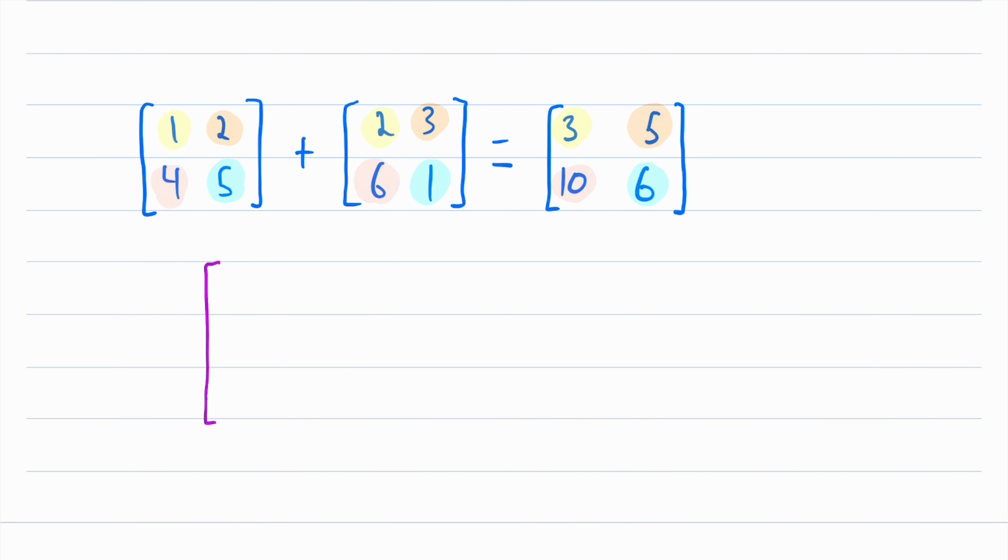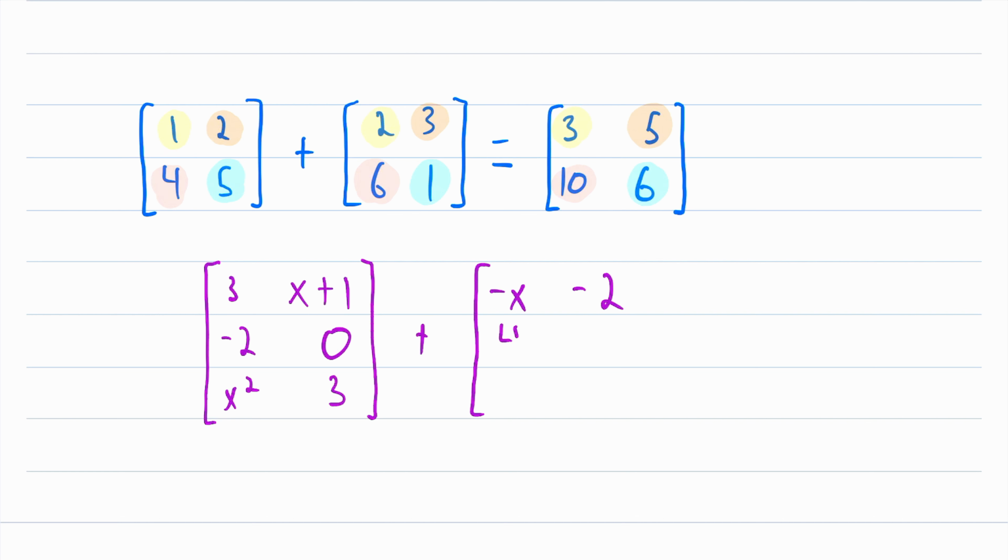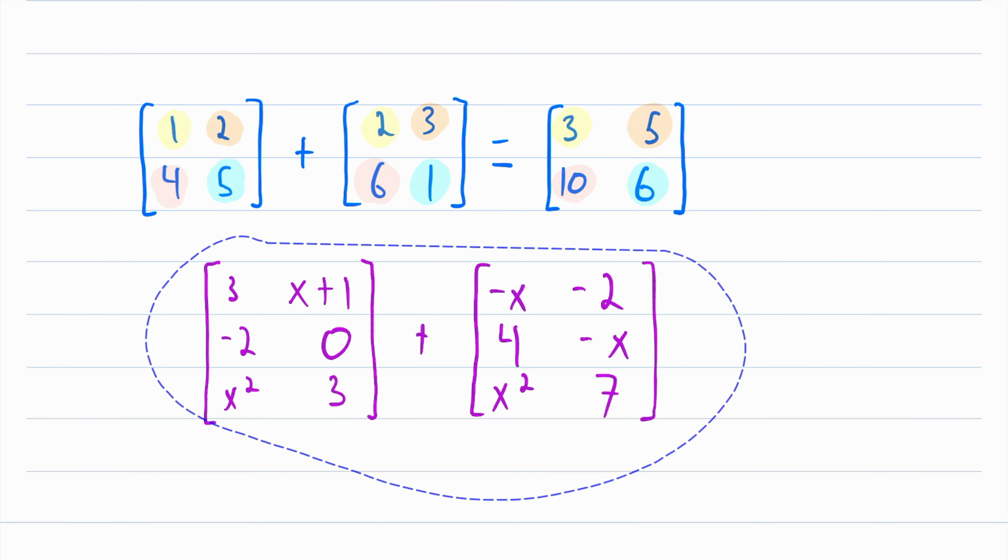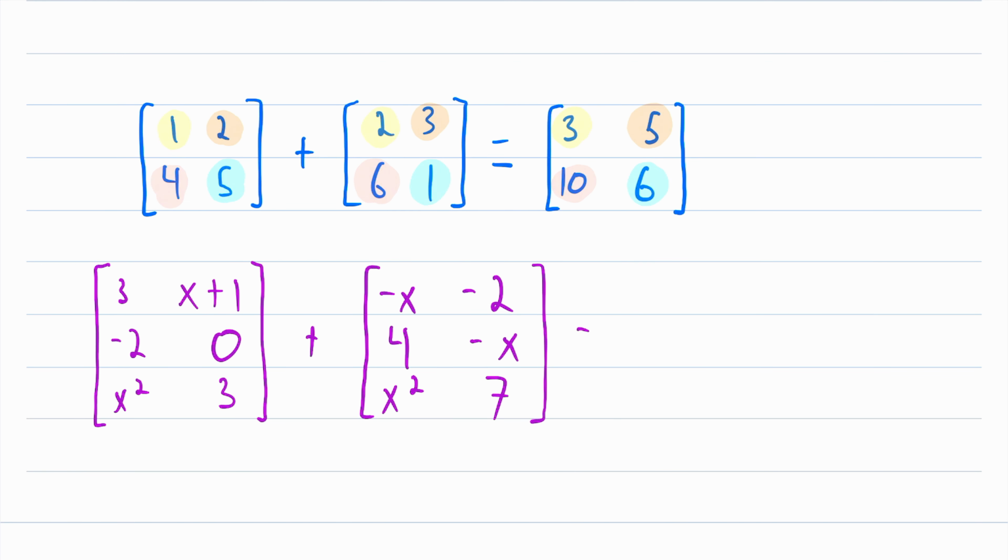Let's look at a more complicated example now. Let's say we have a matrix with entries 3, x plus 1, negative 2, 0, x squared, and 3. And we'll add this, of course, to another 3 by 2 matrix with entries negative x, negative 2, 4, negative x, x squared, and 7. So again, to add these 2 matrices, first, remember they have to have the exact same dimensions, so make sure to check that. We've got 3 rows in each matrix, and of course, we've got 2 columns in each matrix. So we're good to go.